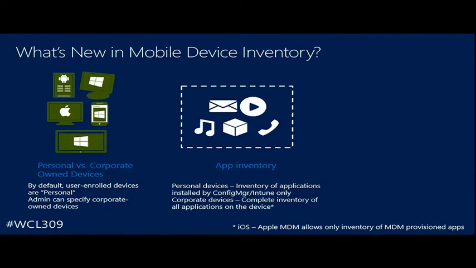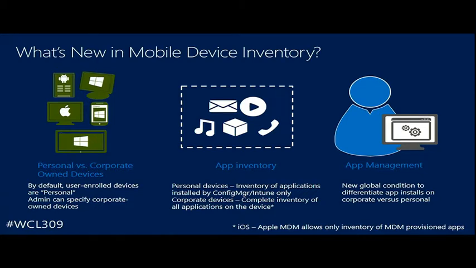So, indeed, application inventory is there. For Windows and iOS, it only inventories the applications that are installed through MDM. So that's a little side note. And in app management, a new global condition is there. It's the condition of corporate versus personal. So you can create a requirement rule for a certain app that it's only allowed to be installed on a corporate-owned device.